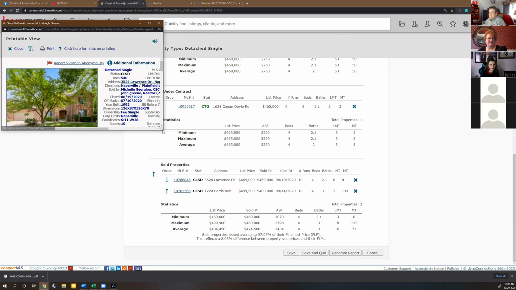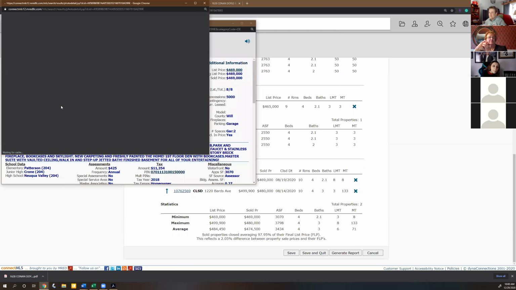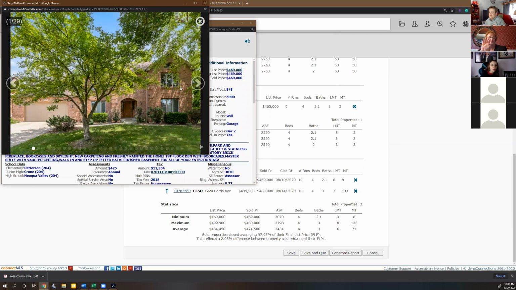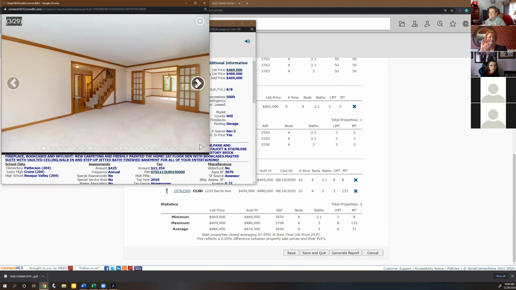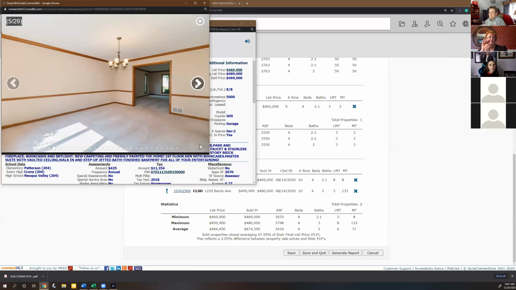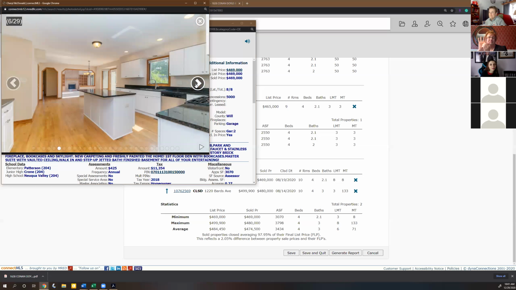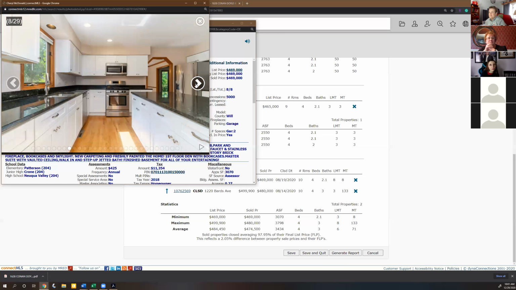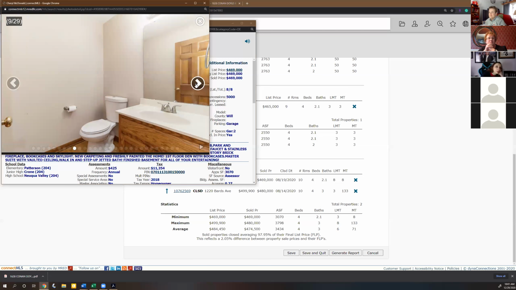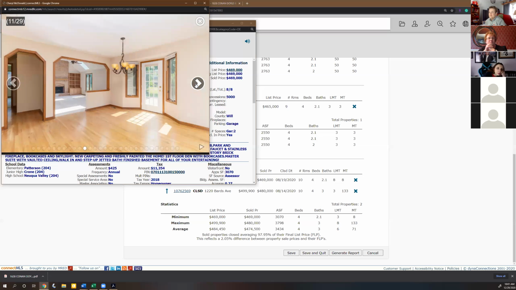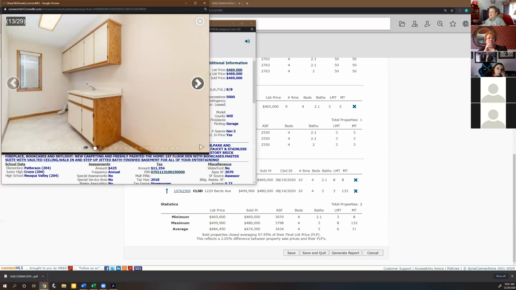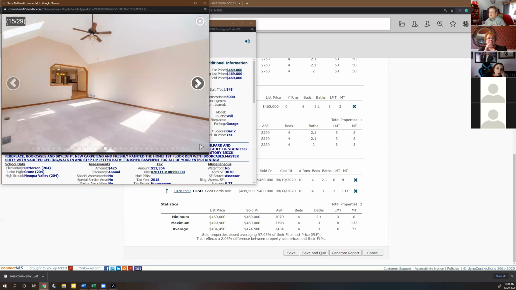Okay, so this one closed at 469. It's brick. It has new 1990 carpet and a finished basement. Much more upgraded. Nothing fancy there. Built-ins. No appliances. That's the laundry room, is it not? Yep.